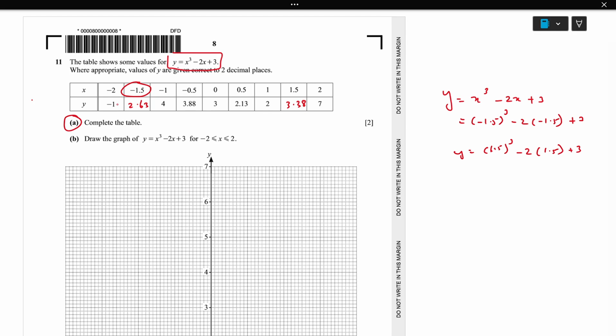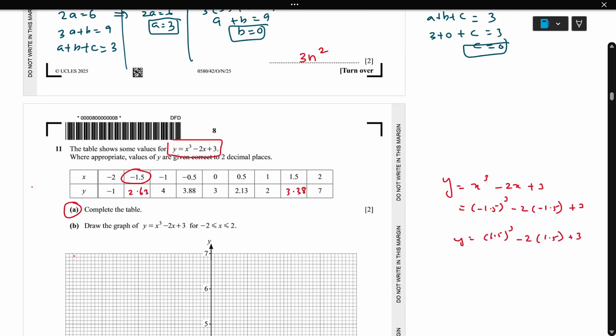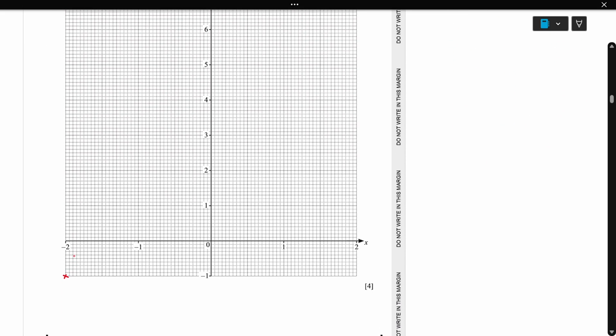So first value is negative 2 and negative 1. Negative 2 and negative 1 is going to be here. Next, negative 1.5 and 2.6. Negative 1.5 and 2.6. Then 1.5 and 2.56 approximately here.